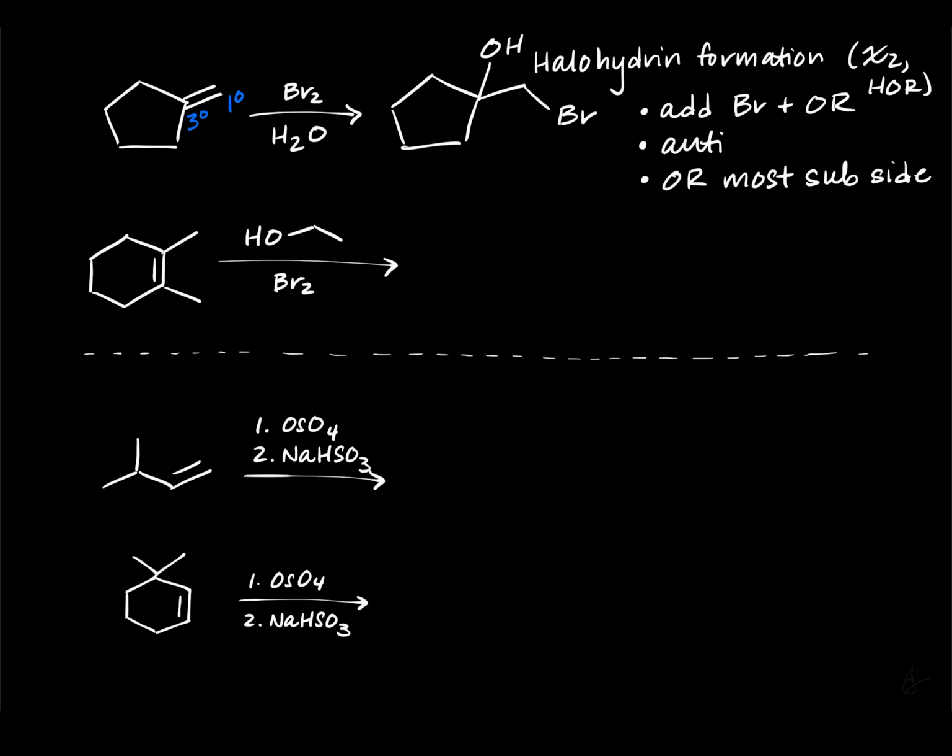Well, first of all, let us notice, we'll delete it. First of all, what we'll notice is that this is a tertiary carbon. This is a secondary carbon, so the OR group is going to be added to the tertiary side. Let's do this. O, and then that ethyl group added to the tertiary side. The Br added to the least substituted side.